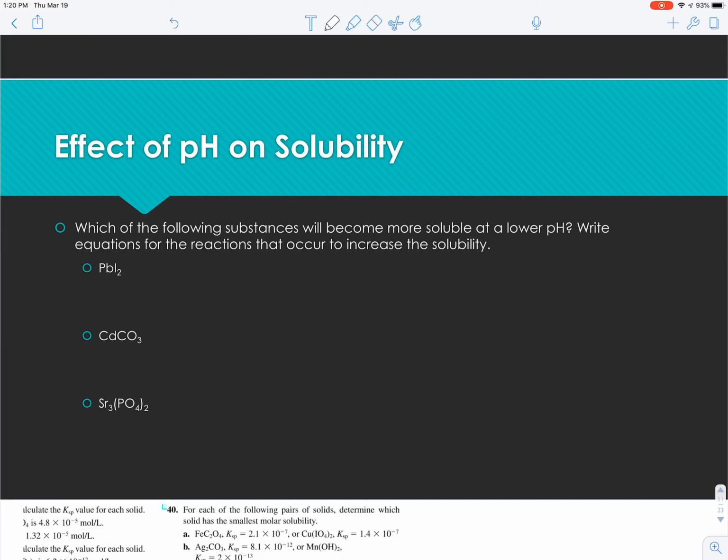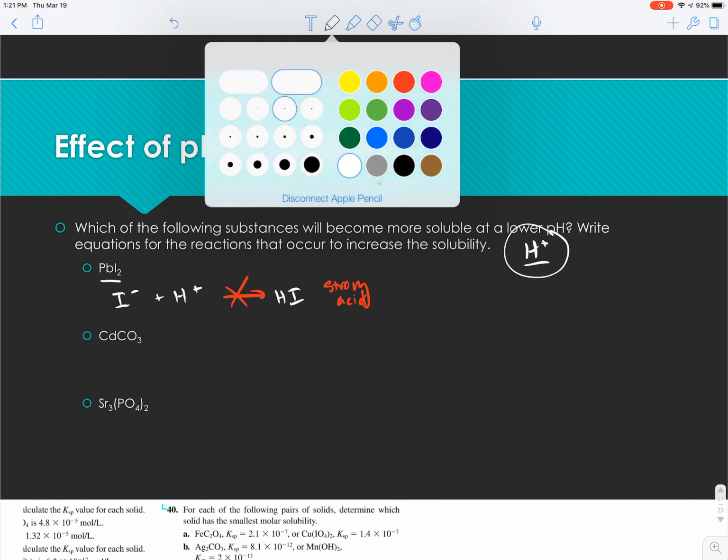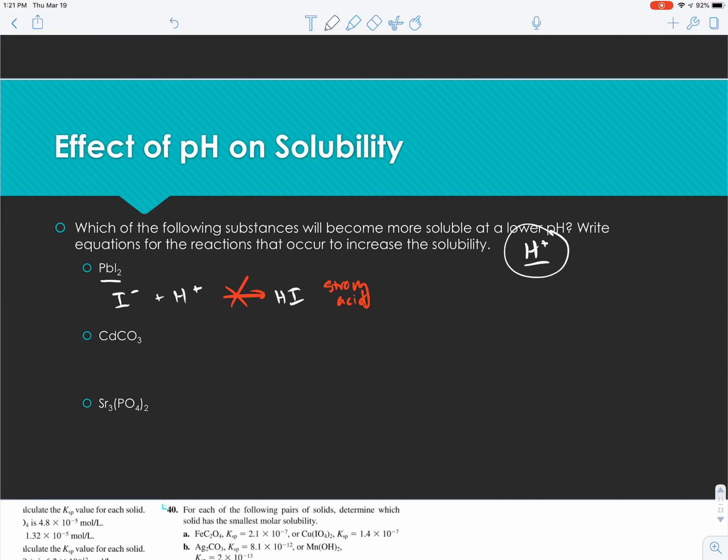Okay, last slide for this. So this is similar, and this is conceptual. Which of the following substances will become more soluble at a lower pH? So that's H+ present. So write equations for the reactions that occur to increase solubility. Okay, so will H+ react with anything in PbI2? So Pb does not react with H+. Does I- react with H+? If it were to, it would make HI, which is a strong acid, right? And strong acids do not reform in solution. So I would say that this does not happen. So PbI2 is not going to have a change in solubility because of the presence of extra hydronium.